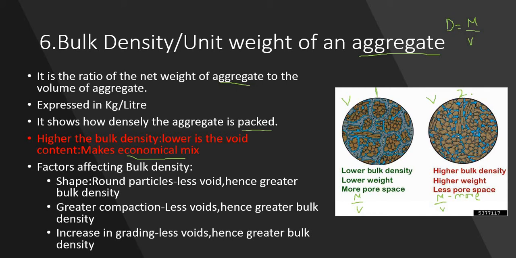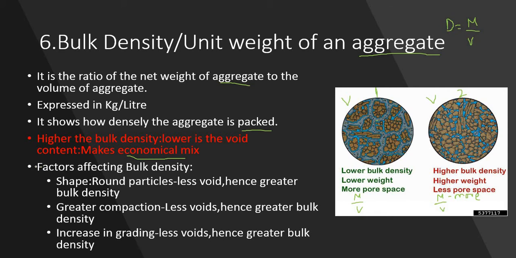So from here you can say that if the bulk density is higher, then the void ratio, that is void spaces, is also less. If fewer voids are there, then less cement paste is required. Hence we can provide an economical mix. Okay, now let us see the factors affecting bulk density.